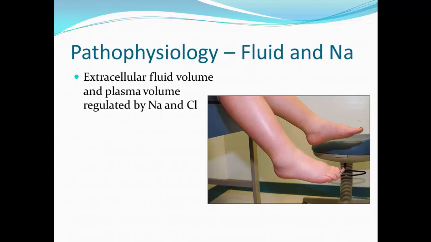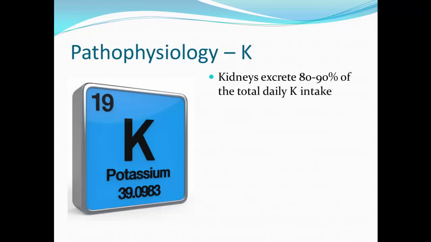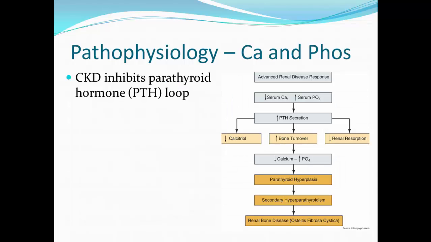Briefly, I'll review the pathophysiology of micronutrient alterations that occur during chronic kidney disease. First, we'll address fluids and sodium. The extracellular fluid volume and plasma volume are regulated by sodium and chloride. So as kidney function decreases, sodium retention occurs. This can also lead to edema and then finally leads to hypertension. For potassium, kidneys excrete 80 to 90% of the total daily potassium intake. So as glomerular filtration rate decreases, this can lead to an accumulation of potassium and hyperkalemia.